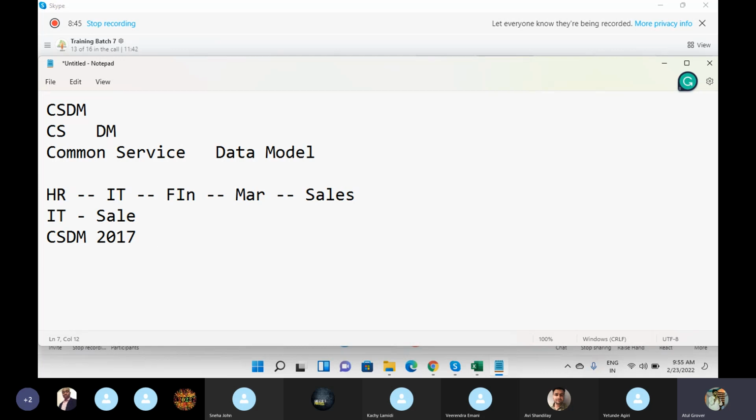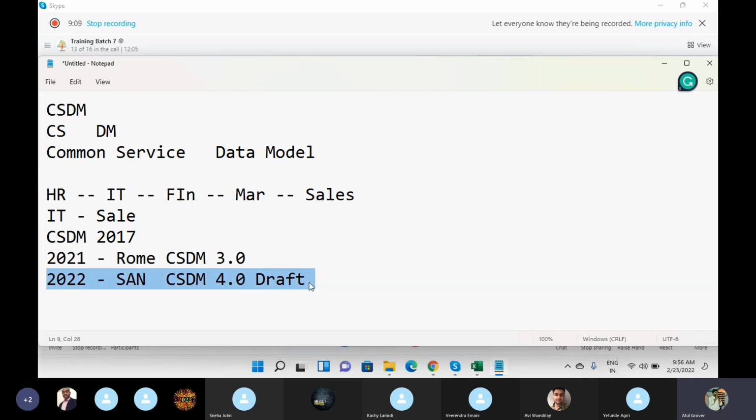So CSDM was started approximately in 2017 when ServiceNow started this concept. In the last year, 2021, I guess in the Rome release, they released CSDM 3.0. Now in 2022, in San Diego, the CSDM 4.0 draft is ready. It is not published for anyone. It is not available for use. It is just available in a draft format. And at the end of 2022, this will be officially launched in the product. So now we are going to be discussing 3.0 and a little bit on 4.0. Because every new thing in your CV will be an addition for you to get a good catch here.